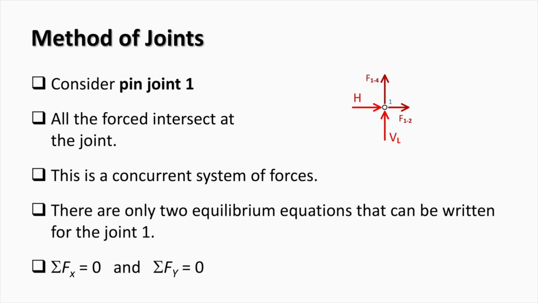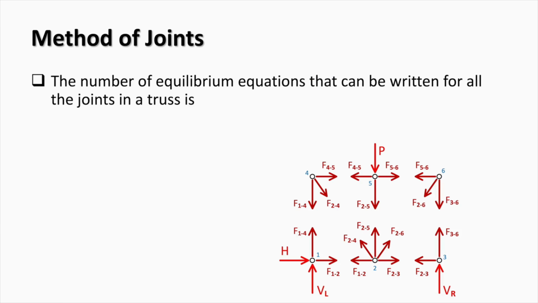Let's consider, for example, pin joint 1. Since all the forces acting on this joint intersect at one point, this system of forces is concurrent. To keep the system in equilibrium, only two conditions need to be satisfied, and this includes the sum of forces in the horizontal and vertical directions. The reaction forces and internal forces are treated as unknowns.